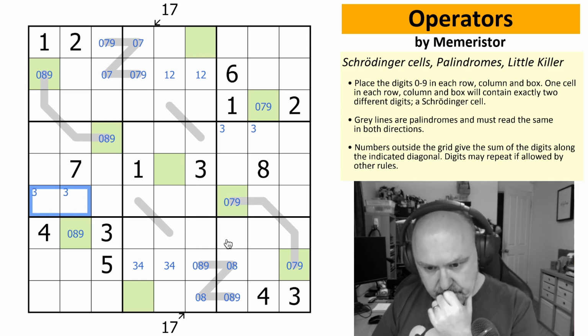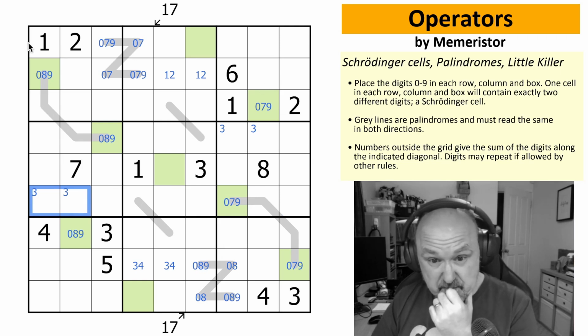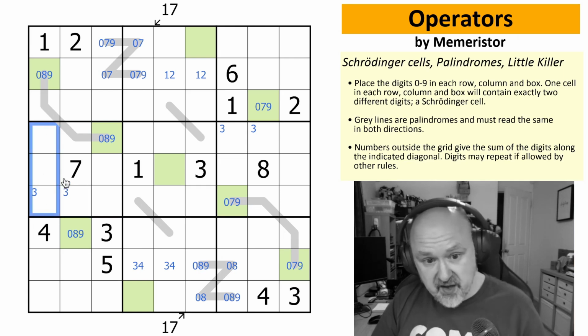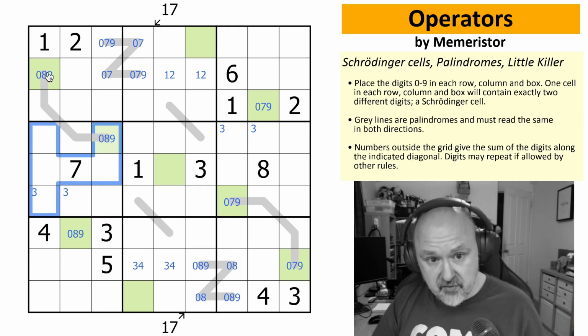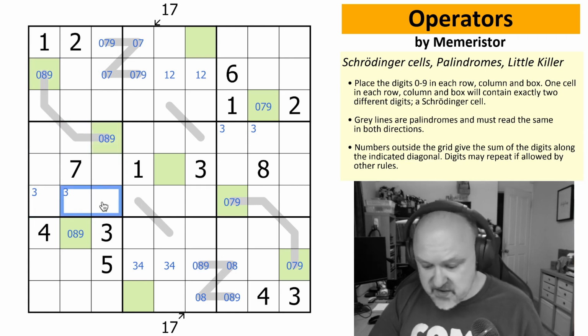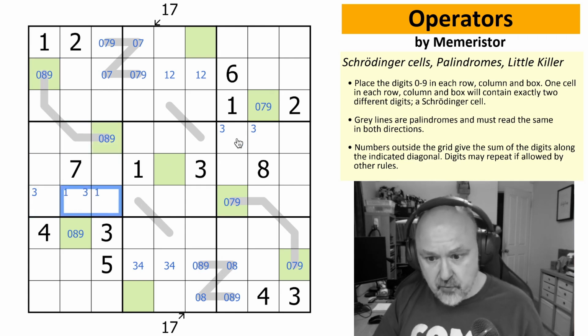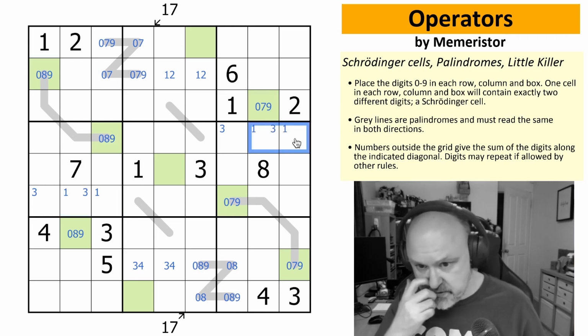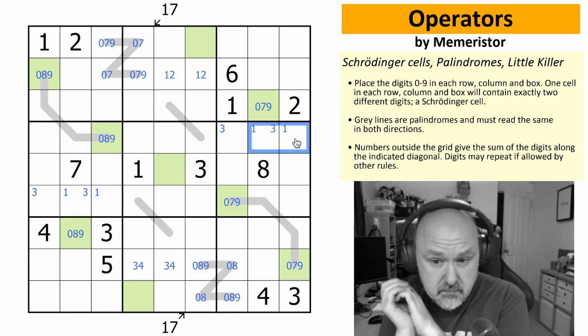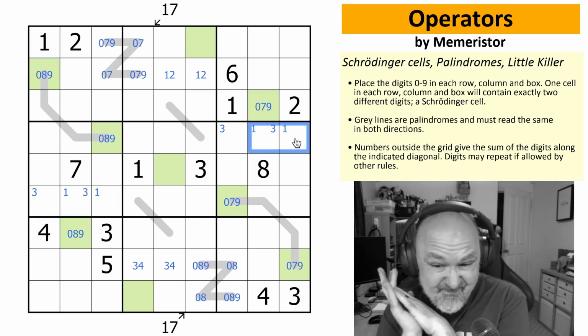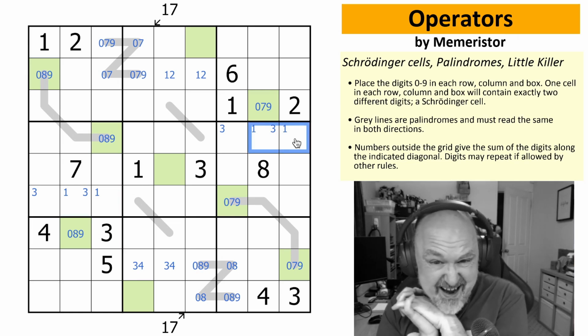So can I do similar with 1s? So 1 in this box can't go there, can't go there, can't go there because it replicates, can't go there. So 1 is in one of those two. Therefore, 1 has to be in one of those two. Yay?